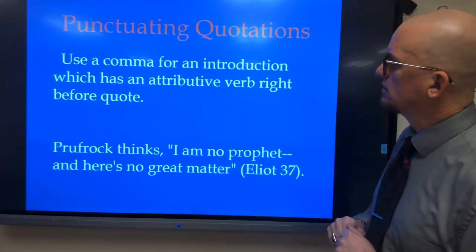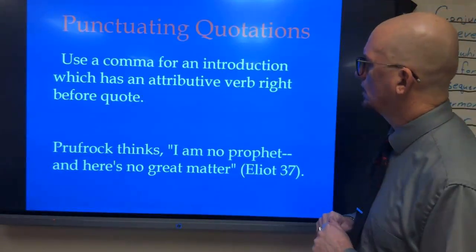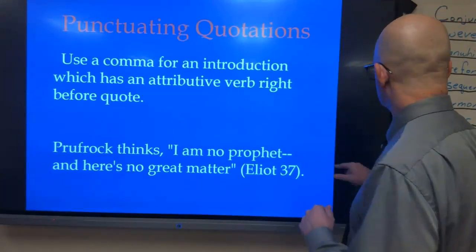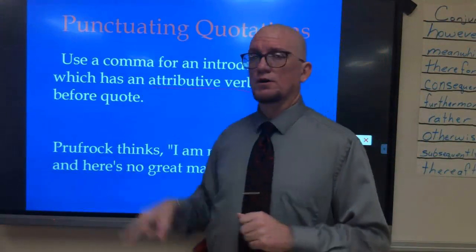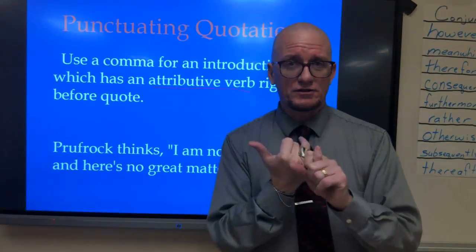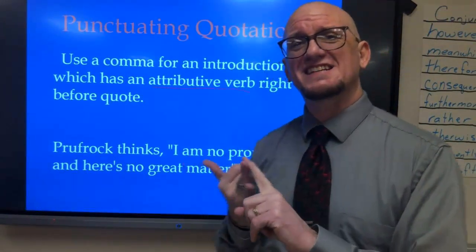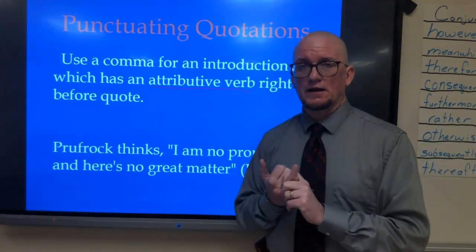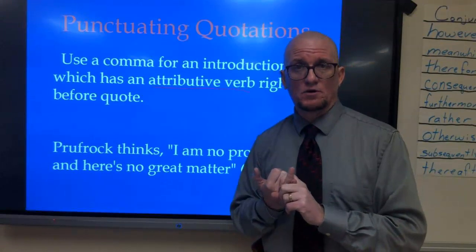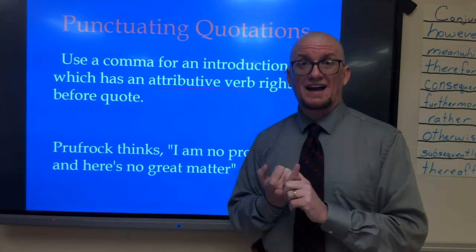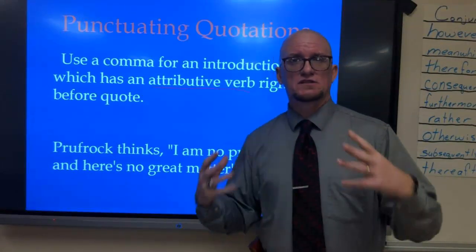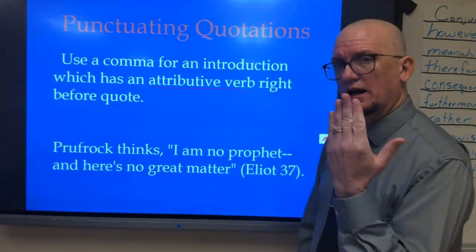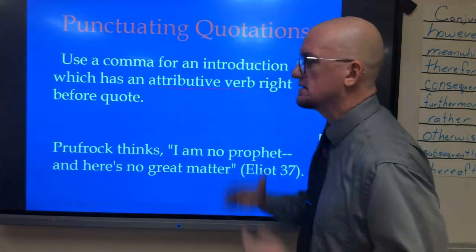Let's talk about attributive verbs. Well, first of all, we know that a verb is an action or a state of existence. Called being verbs. Am, is, was are being verbs. I am sick. That's a verb of existence. Am is a verb of existence, saying I am this thing, existing in this state.